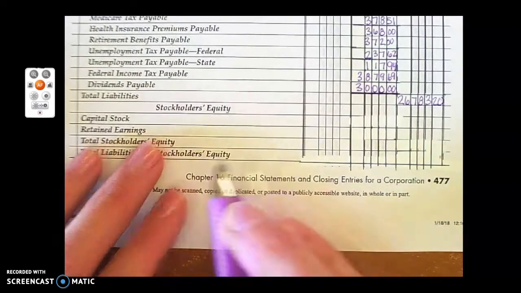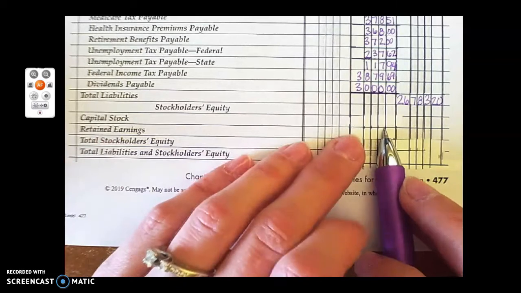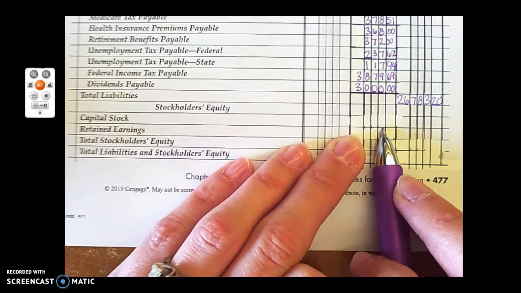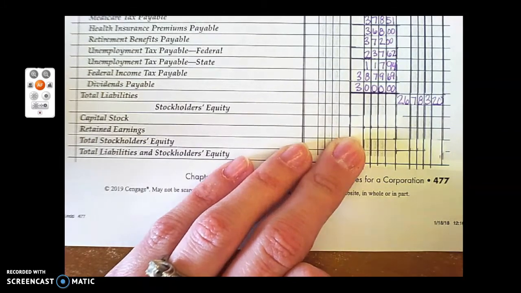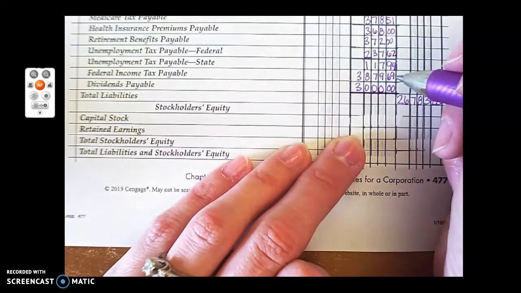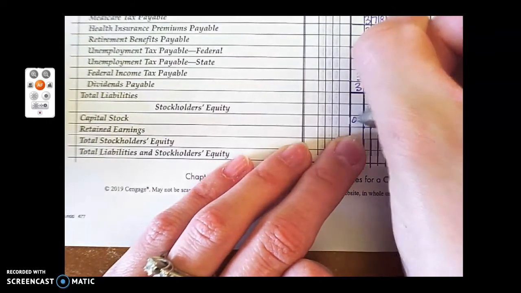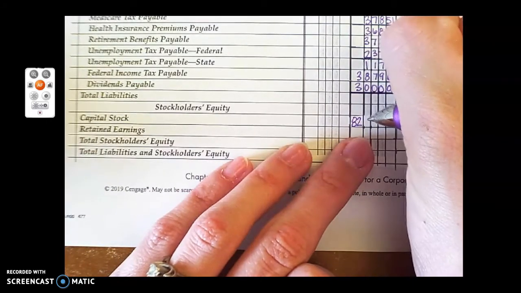So for stockholders' equity, we have capital stock. We can take that from the adjusted trial balance, and that will be the $12,000, or excuse me, I looked at the wrong number there, not $12,000, that was dividends. For capital stock, $82,500.